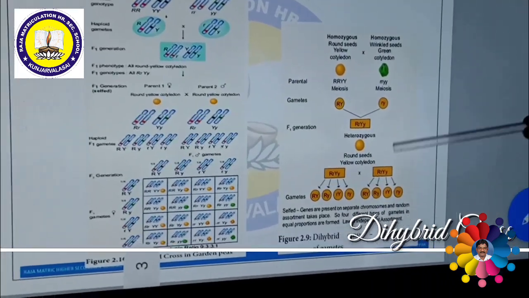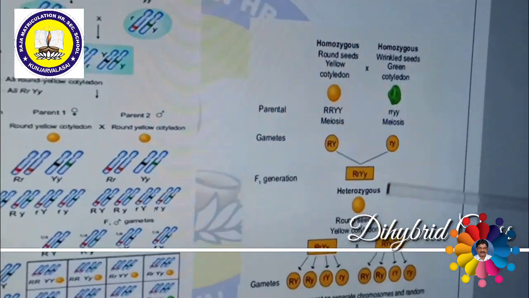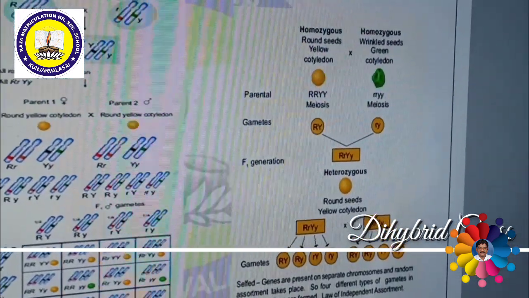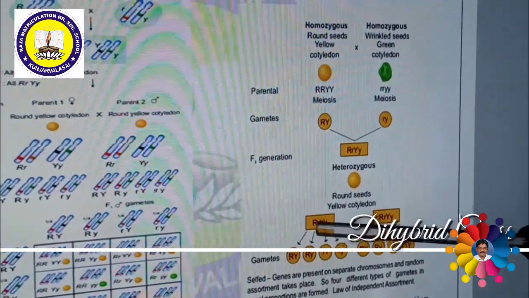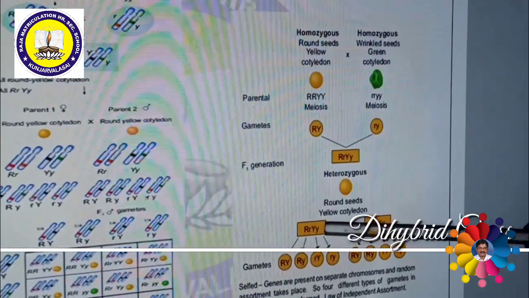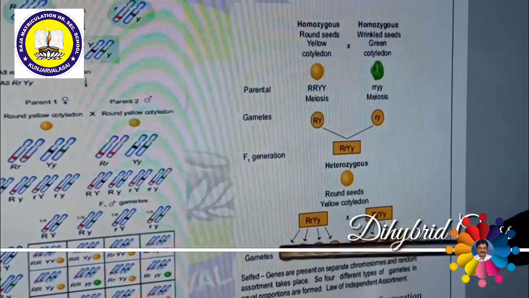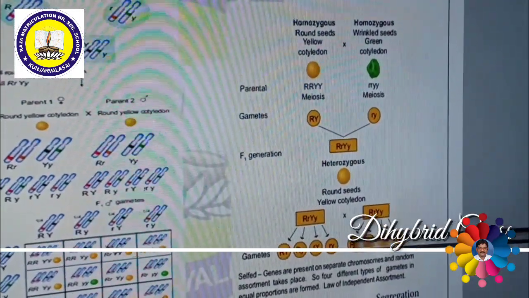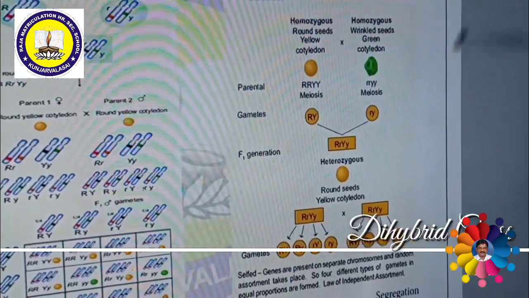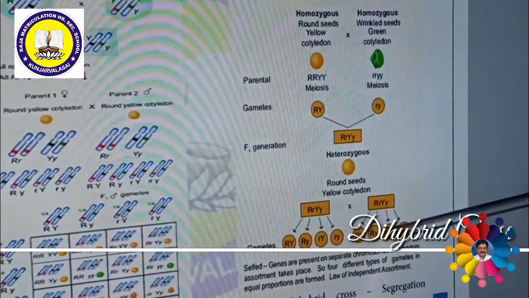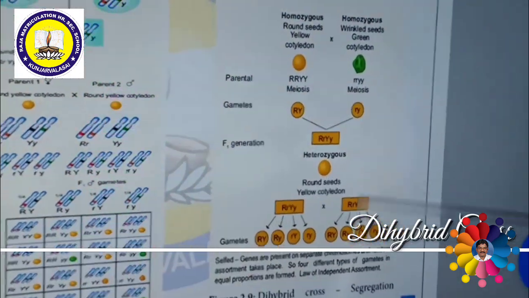Even though they are mingled together, these characters are not blending together. So when the gametes are forming, they segregate. The individual characters will be segregated individually. That means, see here, capital R, capital Y, capital R, small y, small r, capital Y, small r, small y. So the gametes are segregated individually. Each and every contrasting character is segregated by itself during gamete formation. So this segregation is called the law of independent assortment.